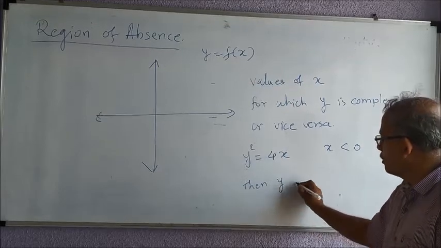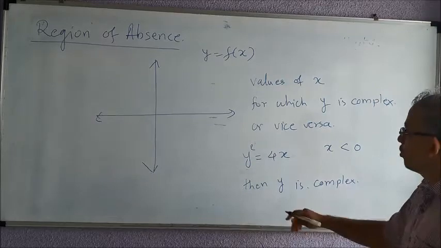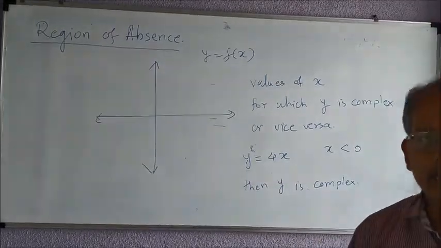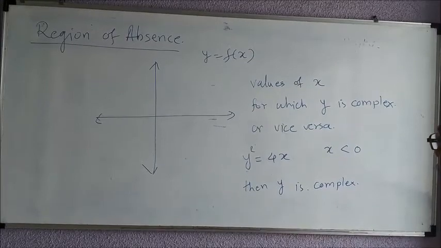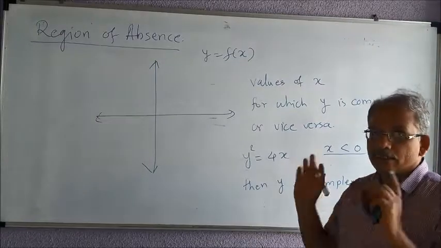y is complex, because y square will be negative, so y will be the square root of a negative number, and you know that it is a complex number. So for x less than 0, this curve does not exist.